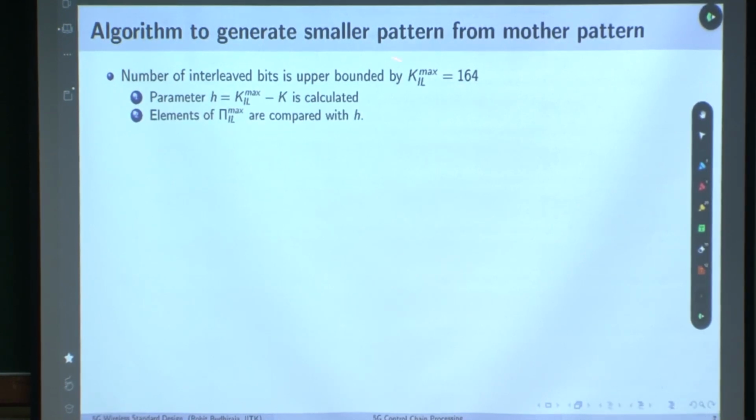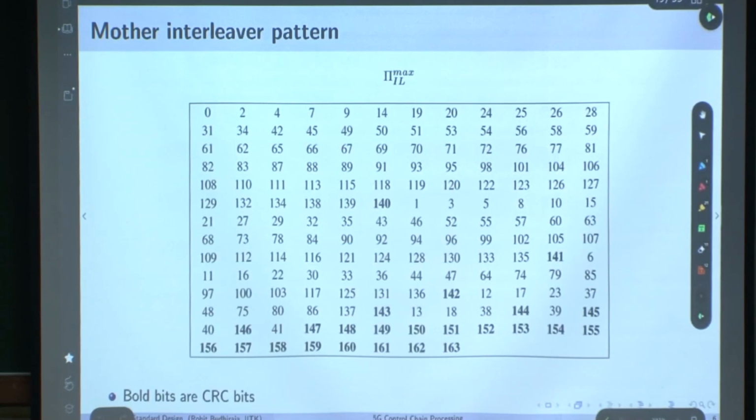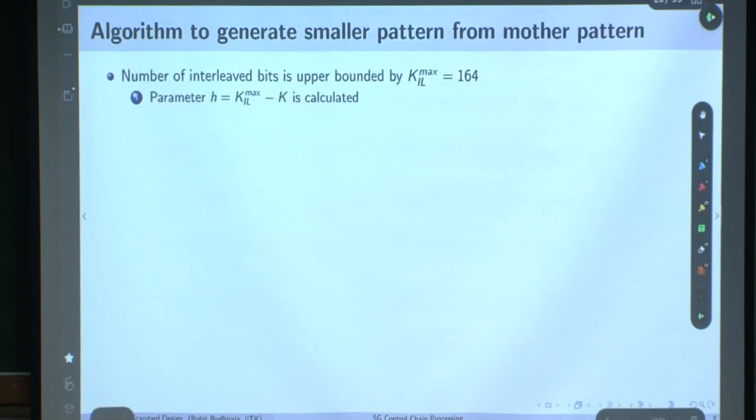Now what is this pi L max? This is that interleaver pattern which I gave to you. Look at this: what numbers are there in this? Numbers running from 0 to 163. Because it is an interleaver, it only gives you the locations. How many are the maximum locations? 164 locations, and they are the interleaved locations. So there are these numbers from 0 to 163 over here.